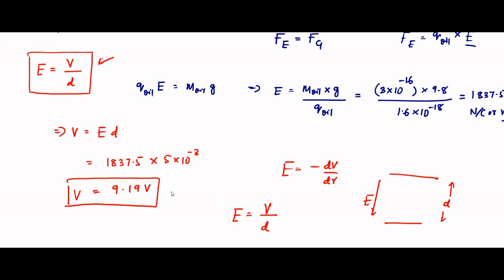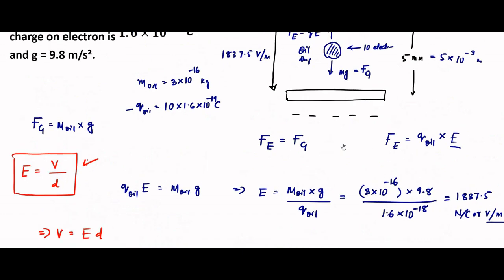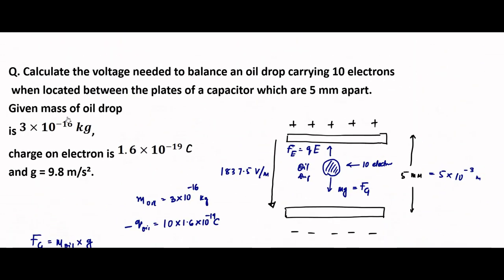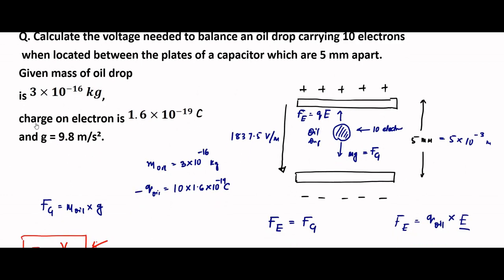So this is the result, 9.19 volts. This much electric potential between the two plates of the parallel plate capacitor is required to balance the oil drop, which has this mass, charge and acceleration due to gravity.